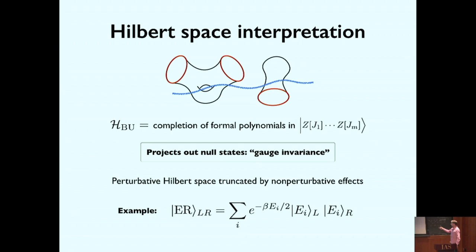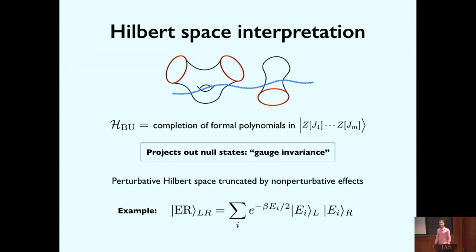So there are these non-perturbative effects, joining and splitting of baby universes, that truncate the Hilbert space. And it's an enormous truncation of the Hilbert space. And we'll see in the example why that works. So there is one example of this that is familiar, but certainly not in this language.